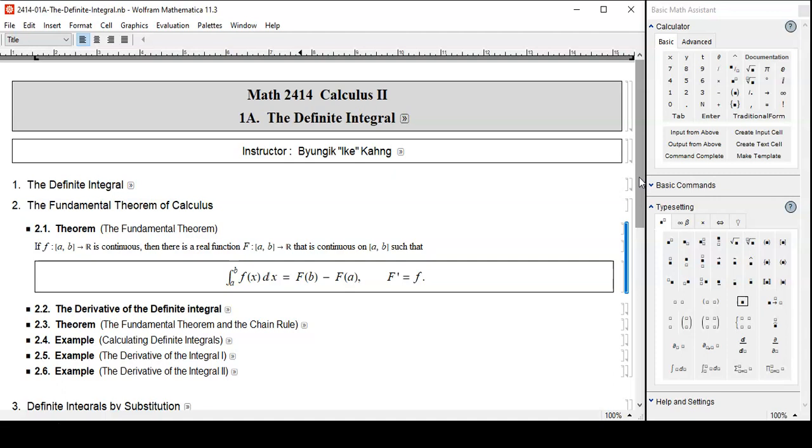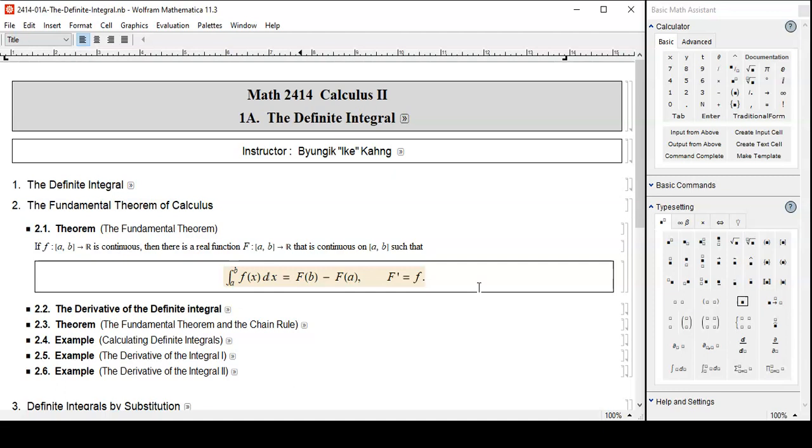If f is a continuous real function defined in a closed interval [a, b], then there is an antiderivative function, capital F, in the same closed interval such that the integral from a to b of f of x dx is the net change of the antiderivative function. That is a short version of the fundamental theorem, and that's what we did in Calculus 1.